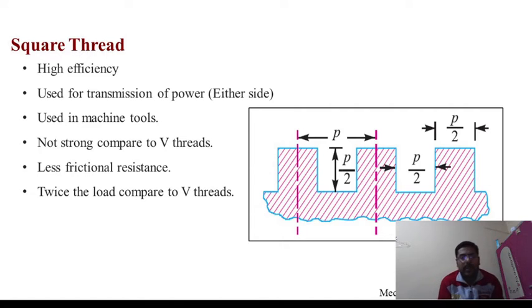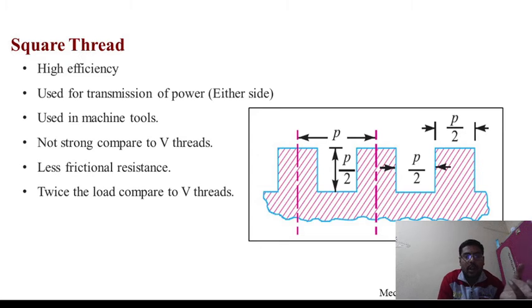So what is the main purpose, the advantage, of using it? High efficiency, which means high holding purpose and high grip. Second, it is used for transmission of power on either side, either inner side or outer side, and it is used in machine tools.